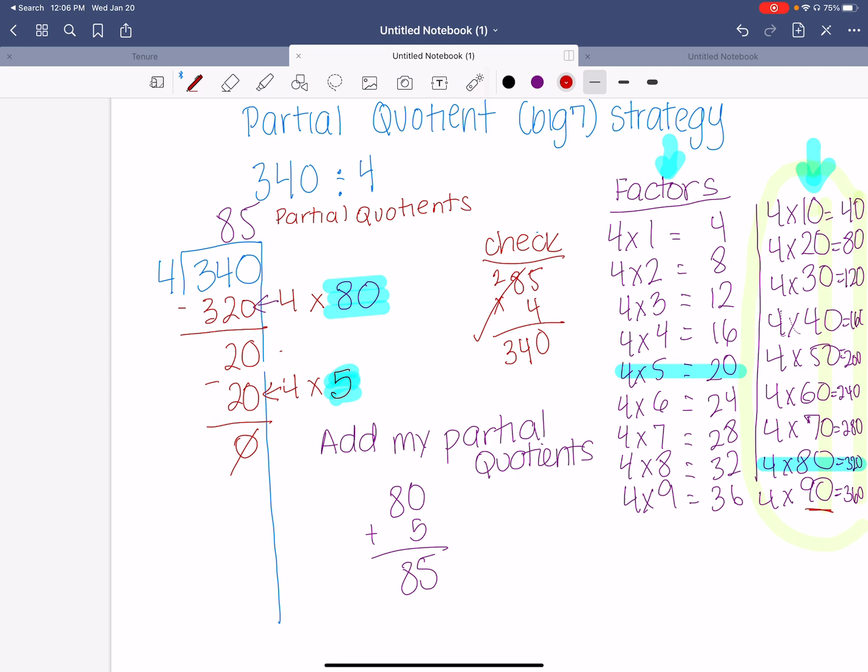So I am correct. So this is how you do your partial quotient strategy using a single digit divisor. We will learn how to use it with a double digit divisor. Okay? Any questions, please let me know. I hope this helps.